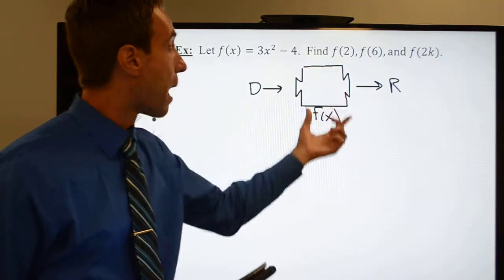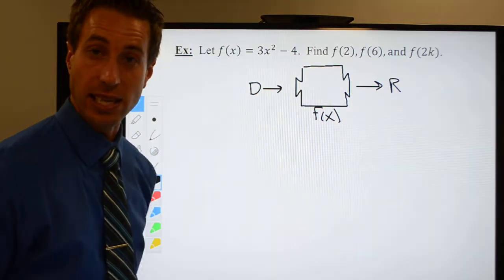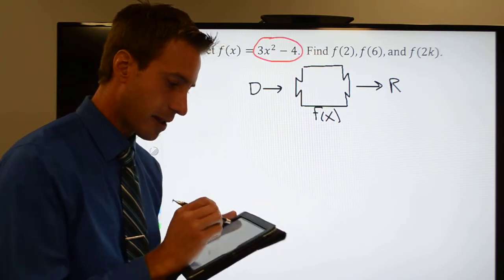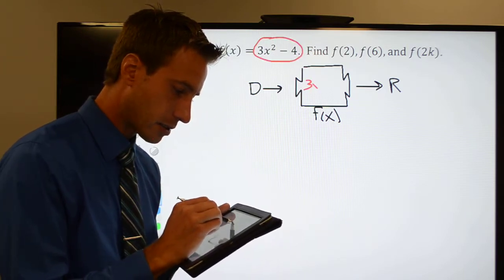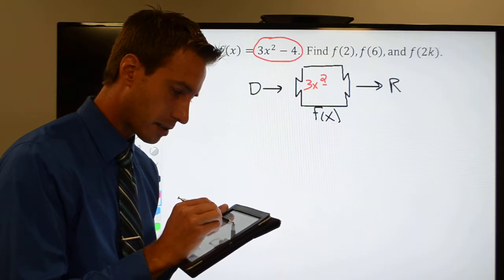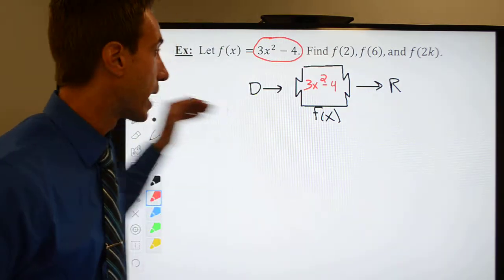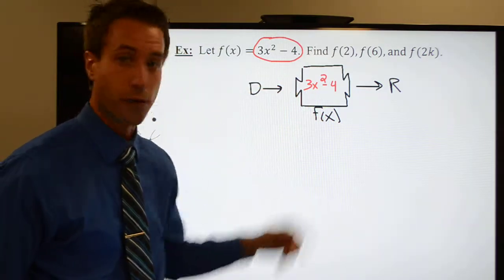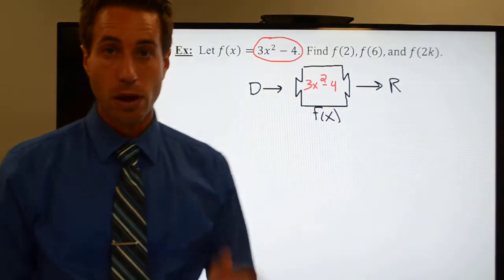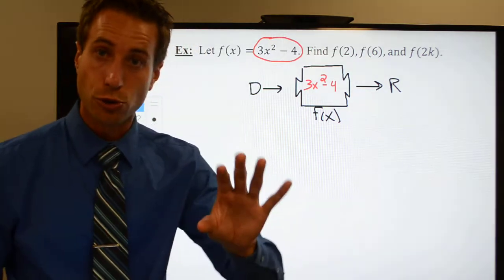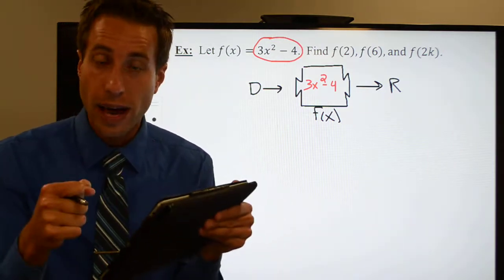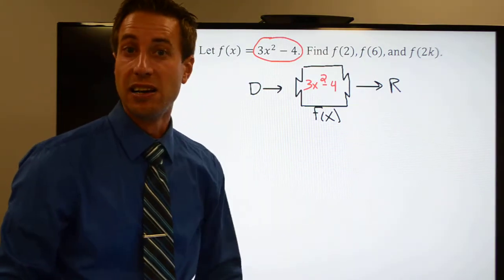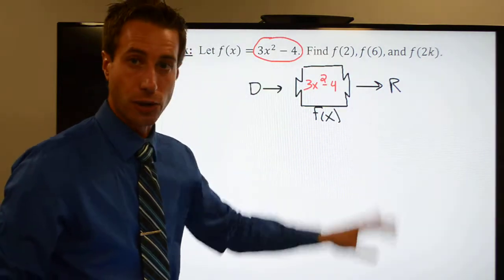Now, what does my machine do in this example problem? Well, in this example problem, my machine is that right there. It is 3x squared minus 4. So when I plug in my domain or my x value, that's going to go in for x, I'm going to square it, multiply it by 3, subtract 4. Once I've done all that work to it, I spit out my answer, my range, or my y value. This is how a function works.